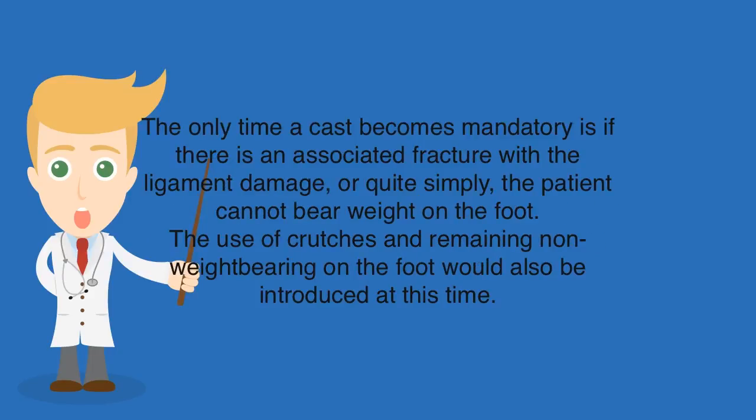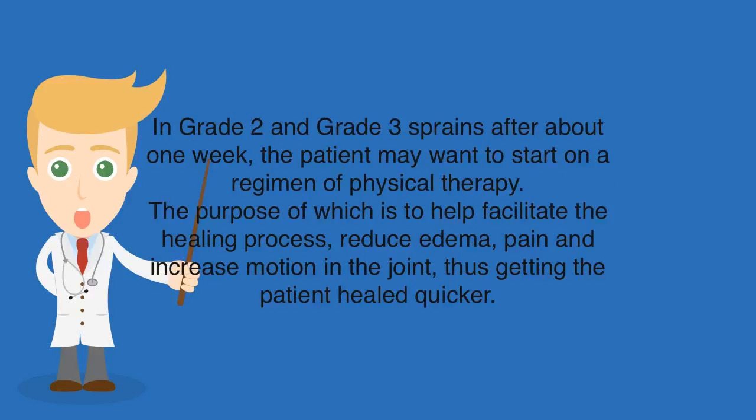The only time a cast becomes mandatory is if there is an associated fracture with the ligament damage, or quite simply, the patient cannot bear weight on the foot. The use of crutches and remaining non-weight bearing on the foot would also be introduced at this time. In grade 2 and grade 3 sprains, after about 1 week, the patient may want to start on a regimen of physical therapy. The purpose of which is to help facilitate the healing process, reduce edema, pain, and increase motion in the joint, thus getting the patient healed quicker.